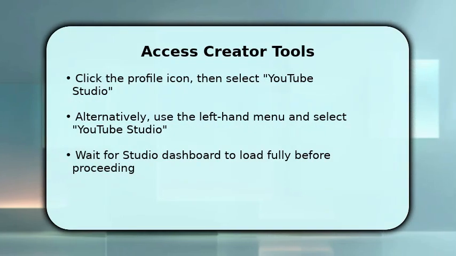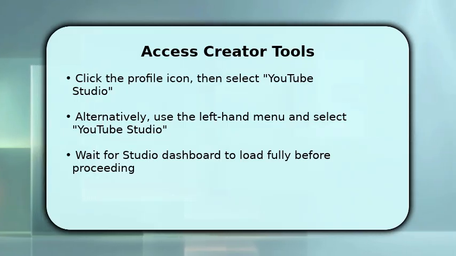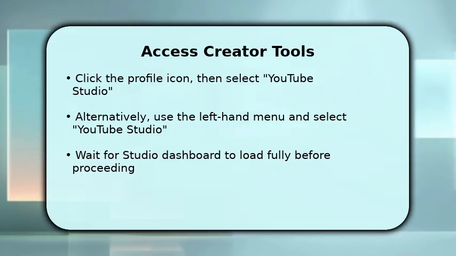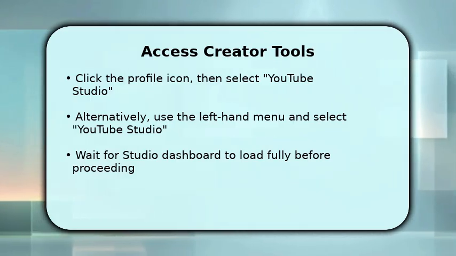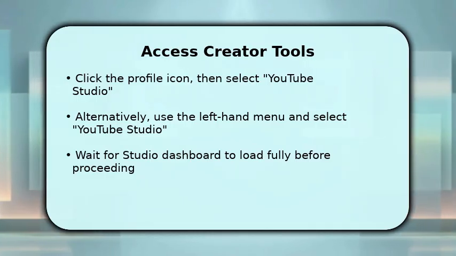Once signed in, click the profile icon and choose YouTube Studio from the menu. That's the fastest path. Alternatively, navigate to the left side of the YouTube homepage and open the Creator menu, then select YouTube Studio. The dashboard will load with Analytics, Content, and Customization tabs. Give it a few seconds if your channel has a lot of data. Make sure you see the Studio left-hand sidebar. That confirms you're in the management interface where uploads, analytics, and channel settings live.